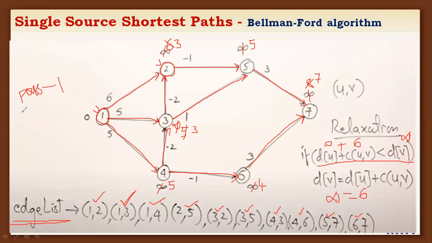Pass 1 is completed. Pass 1 is nothing but the first full cycle being completed. But how many times do we need to do this? We need to do the problem V minus 1 times, where V is the number of vertices. Sorry, not the number of vertices, the total levels minus 1.